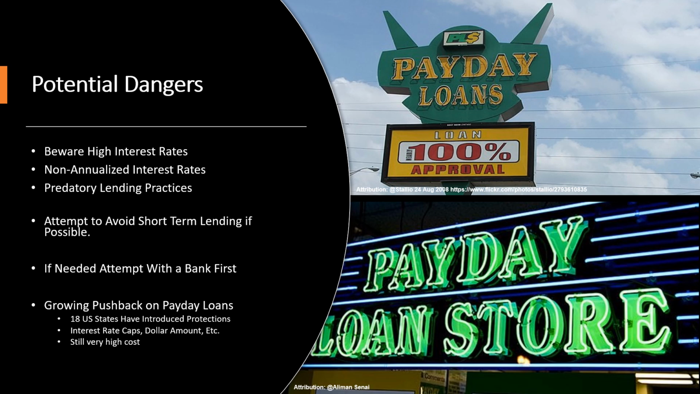Now, onto some of the potential things to look out for. So always beware high interest rates. You should always try and shop around for the best interest rate that you can get. The lower the better. This will just save you in the long run. You should look out for non-annualized interest rates. Some lenders will try and present you interest rates on a monthly or weekly basis. You should always be looking for the annual rate, as this is how much you can expect to pay interest-wise over the course of a year.